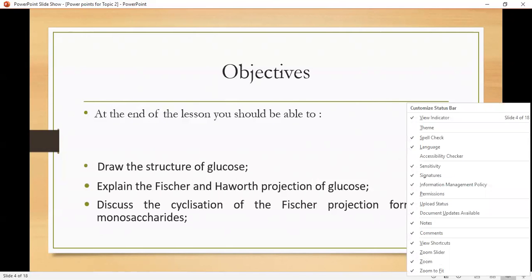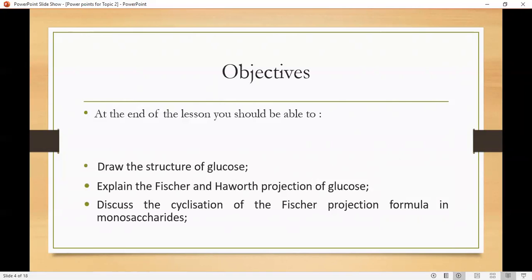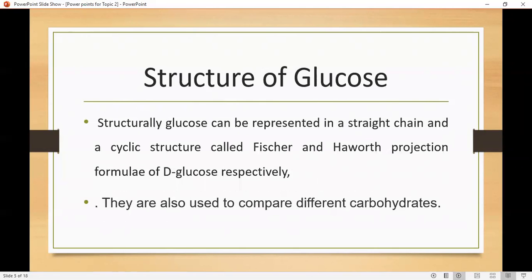Now, the structure of glucose. When we are looking at the structure of glucose, what we should look at is a straight chain or a cyclic structure. The straight chain is called the Fischer projection, whereas the cyclic structure is called the Haworth projection formula of glucose.